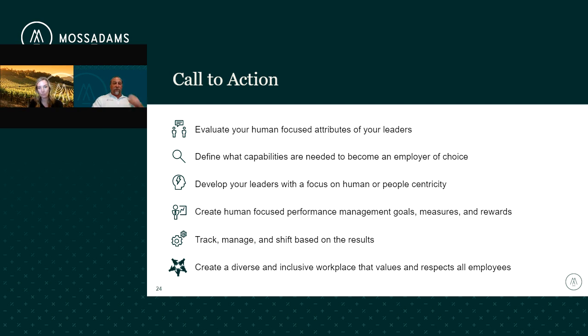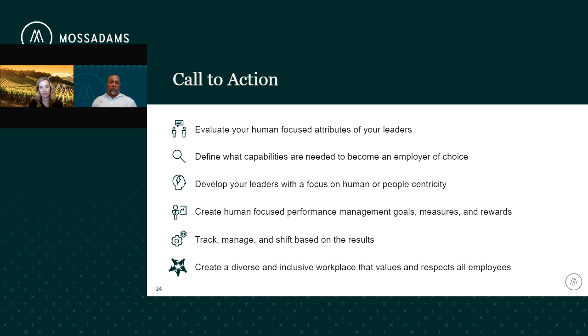But one of the things I would really encourage you all to do is, first and foremost, evaluate the human-focused attributes of your leaders. What does it mean for you to be human focused? And again, this isn't just I want to write down 5 things on a whiteboard. You really have to look much broader and say, what is our company culture? What are our values? And how do all of these things influence what that human-focused definition is? And then from there, go out and say, do our leaders have this? What human-focused gaps are we missing?